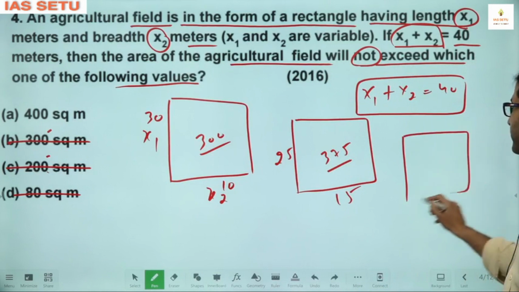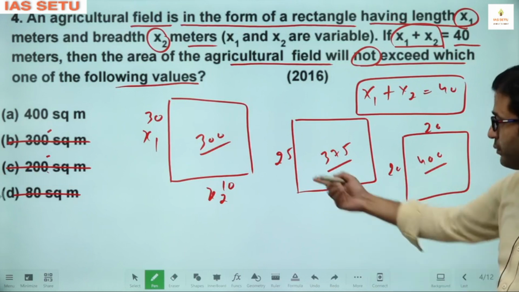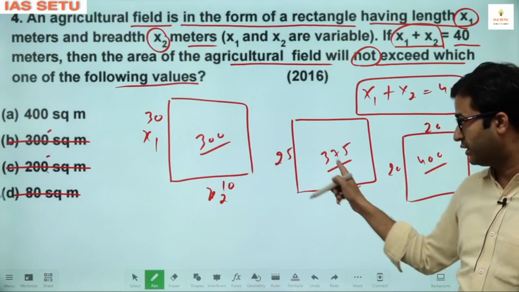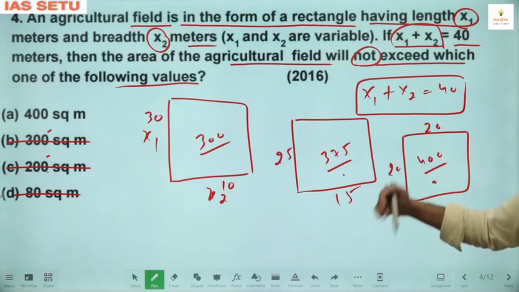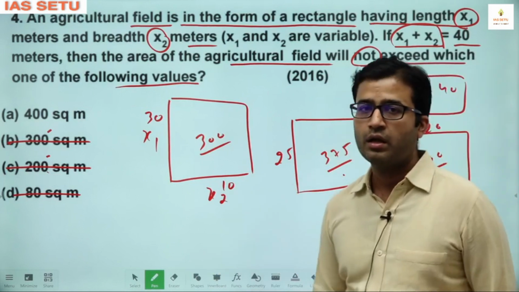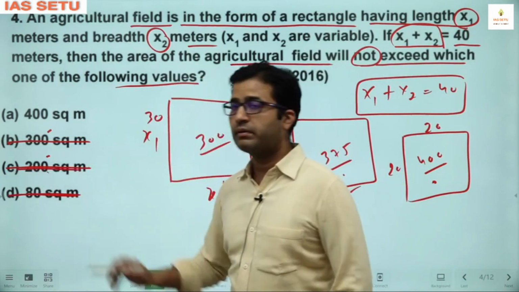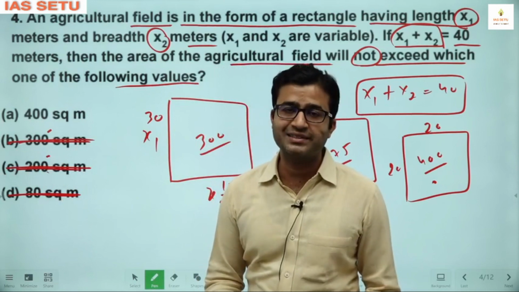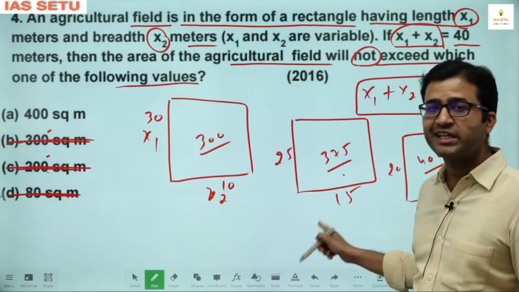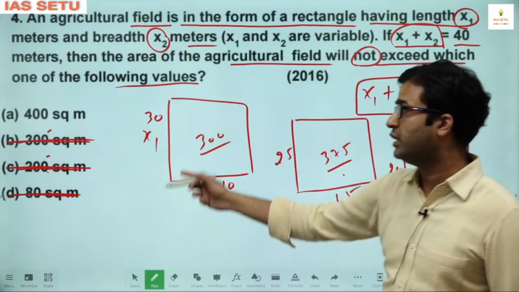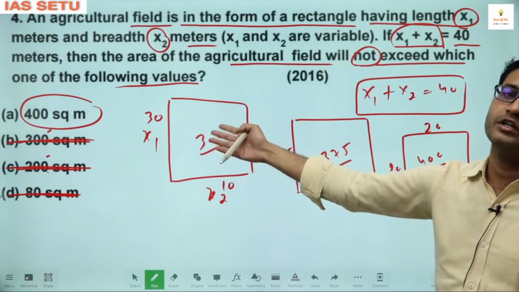At the max it will be 20 and 20, 400 square meter, but it will never exceed 400, because we have already checked it exceeds 80, 200, 300. D we eliminate, C we eliminate, B we eliminate. Elimination technique says I am left with only answer option A. No need to check each and every value. So, elimination technique, answer A, 400 square meter.